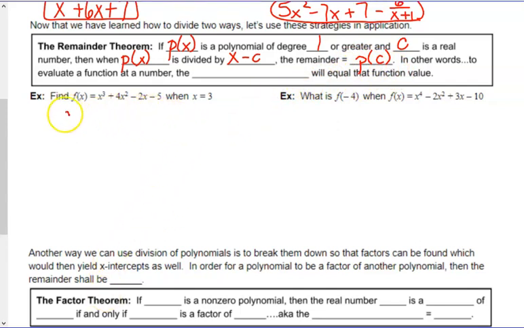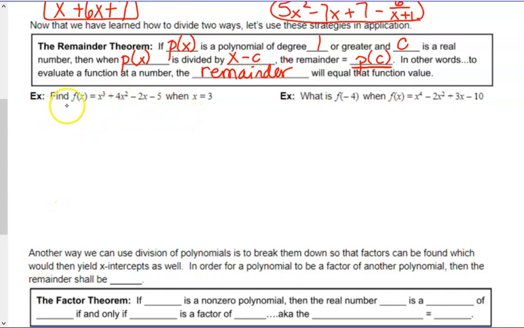So, for instance, here, if I said, what is f of 3? F of 3 means when x equals 3. The old school way was to sub that in for every single x. I would have to cube it, square it, multiply it, add and subtract them all together, and that just takes a lot of time. The remainder theorem is very nice because if the remainder is equal to p of c, then when I ask to evaluate a function at a certain number, all I'm worried about is the remainder. That is the function value at that point.